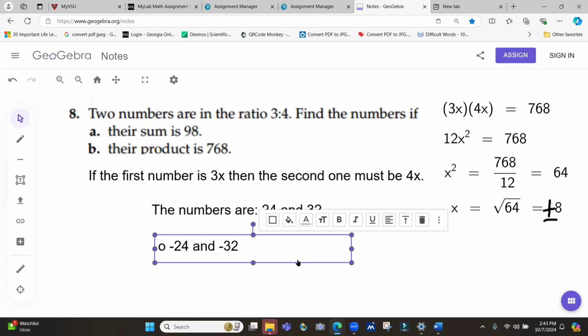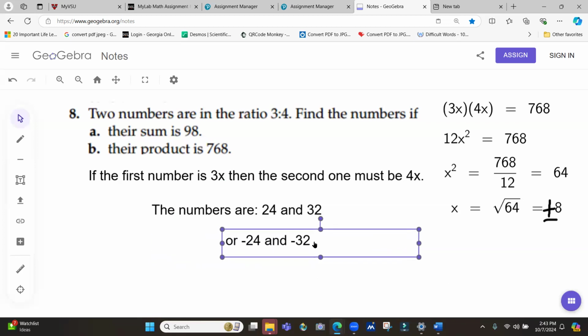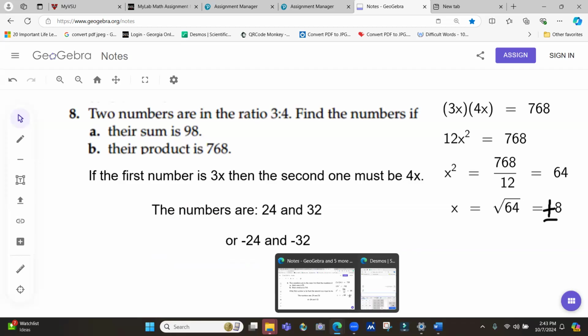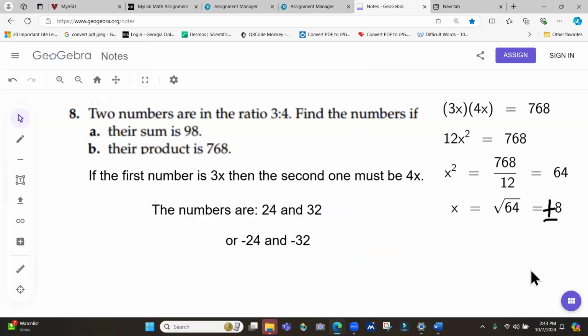Now I'm going to check it. Okay. Clearly, 24 and 32 have this ratio. If you divide 24 by 8, you're going to get 3. If you divide 32 by 8, you're going to get 4. So the ratio part is consistent. I just want to make sure 24 times 32 is 768. Yeah, so we got it right.